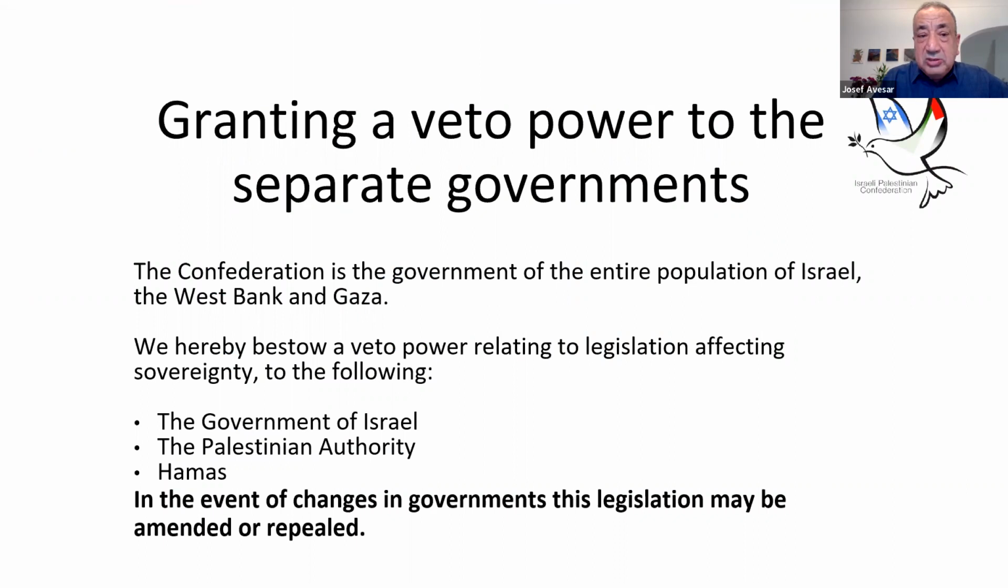The next issue is granting a veto power to the separate governments. This legislation does not require giving a veto power to the Israeli or the Palestinian government, because this is our own internal legislation. Libby, could you please read the veto power legislation? The Confederation is the government of the entire population of Israel, the West Bank, and Gaza. We hereby bestow a veto power relating to legislation affecting sovereignty to the following: the government of Israel, the Palestinian Authority, Hamas. And in the event of changes in government, this legislation may be amended or repealed.